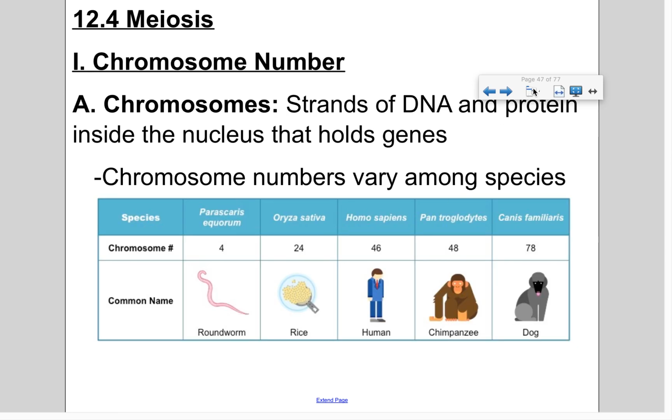Okay, so chromosome numbers. Strands of DNA and protein inside the nucleus that hold genes, those are chromosomes. Each species has a chromosome number, and the number doesn't really mean anything. It doesn't mean intelligence or superiority or whatever. So humans, you can see there, Homo sapiens, we have 46 chromosomes. Dogs have 78. Roundworms have 4. We're going to look at fruit flies in the next slide. They have 8. So chromosome numbers vary among species.